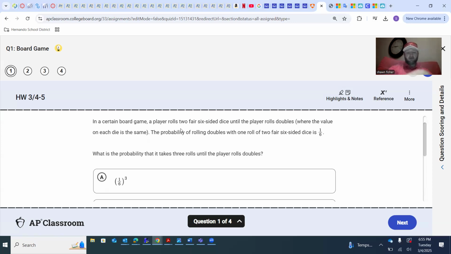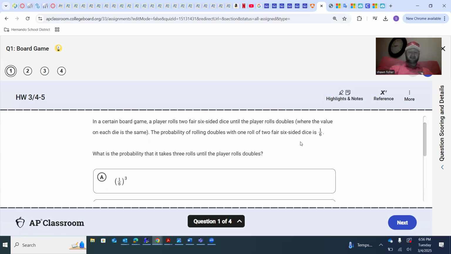Certain board game, a player rolls 2 dice, 1 through 6 on each die, until a player rolls doubles. The value on each die is the same, 1 through 6. Probability of rolling doubles. What's a double? One die has 1, the other has 1. 2, 2, 3, 3, 4, 4. Those are doubles. How many doubles are there out of 36 rolls? There's actually 6 ways you can get that. 6 divided by 36, that's where they get the 1/6. So we just reduce it to a 1/6 scenario.